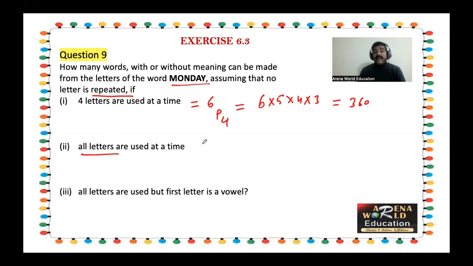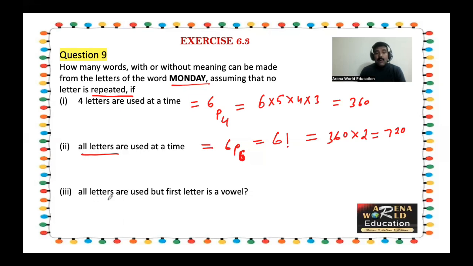All letters are used. So it means just like the previous one, 6P4. Sorry, 6P6. All letters are used. So this is 6 factorial. Right? So already we have used this 6, 5, 4, 3. So we will just multiply this with 2. So 360 into 2. So that will be 720. So 720 is the answer for the second.